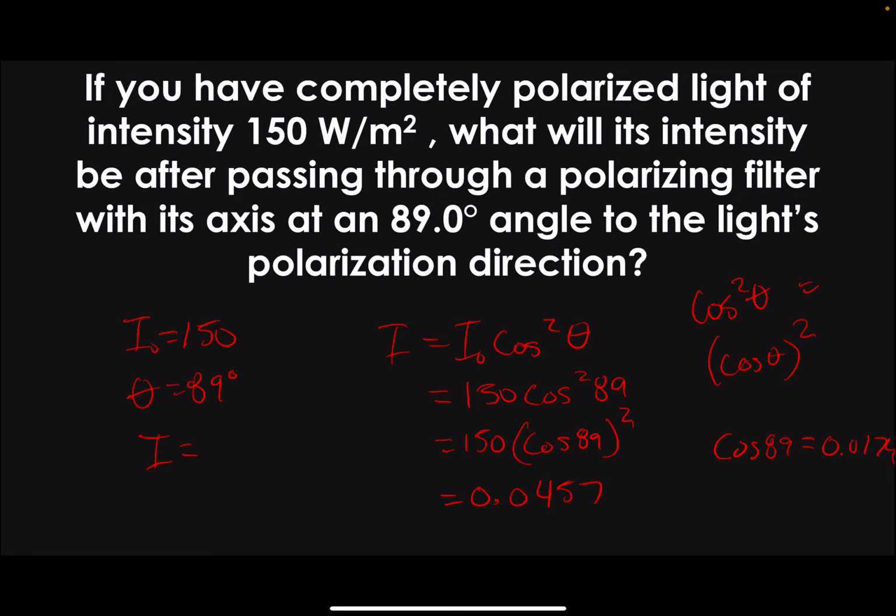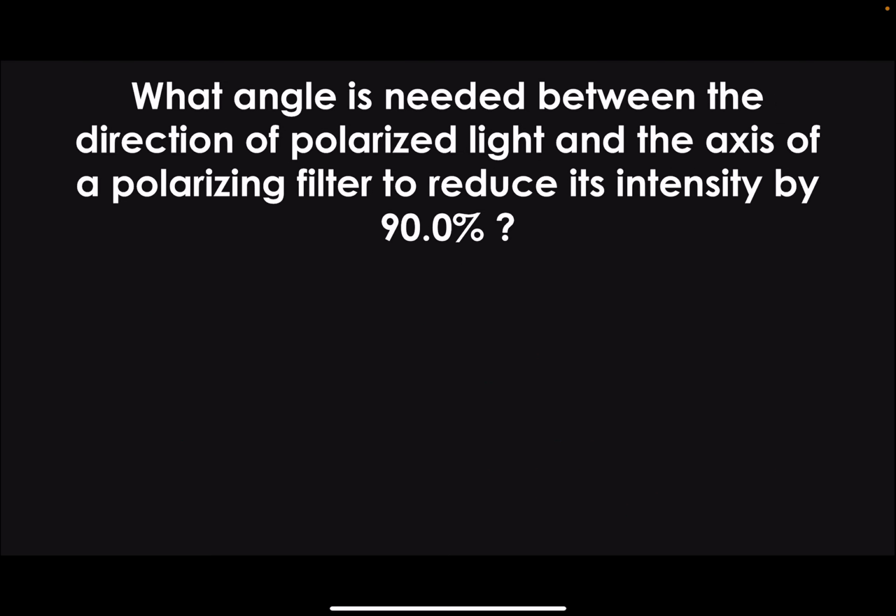Another kind of question, a bit different way to write it, is: what angle is needed between the direction of polarized light and the axis of the polarization filter to reduce the intensity by 90%? So first of all, if we're reducing by 90%, that means after we go through the polarizing lens, we're going to have 10% of the light left, right? If we have a 90% off sale, that means we only have to pay for 10% of the original price. So 10% is really the number we're concerned with.